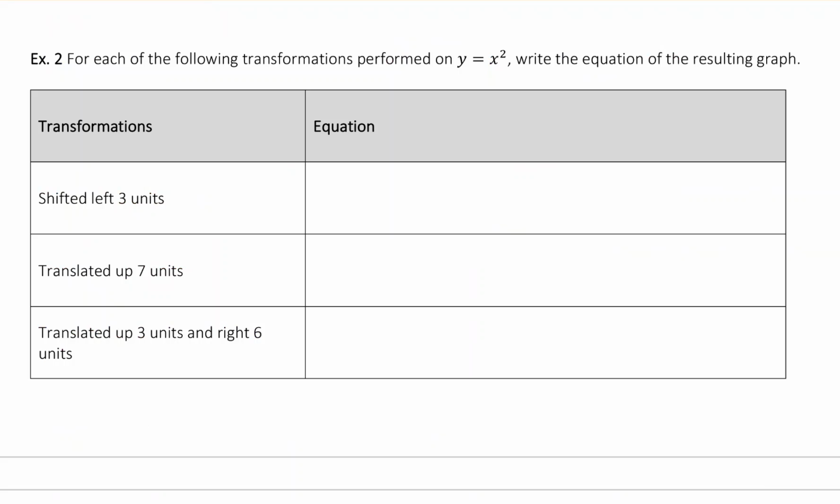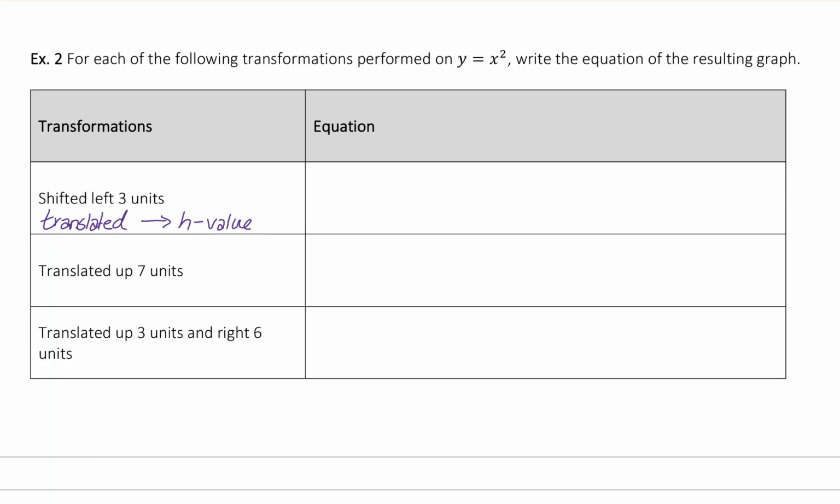For these questions, we're asked to list the new equation if these transformations occurred onto our graph. So, for each of the following transformations performed on y equals x squared, our base graph, write the equation of the resulting graph. So the first one says shifted left 3 units, or another word for that would be translated left 3 units. So if we're moving left or right, we know that this is our h value.